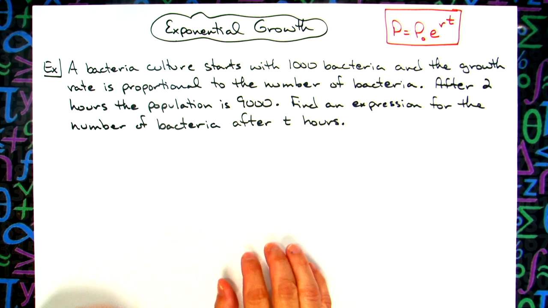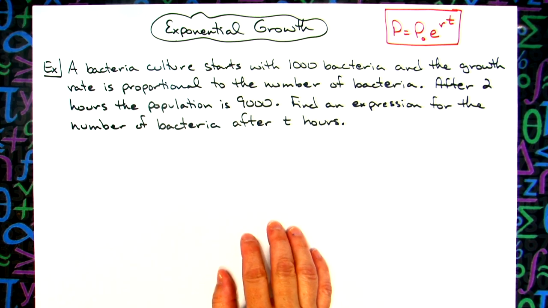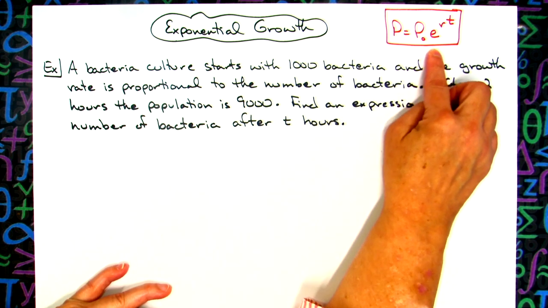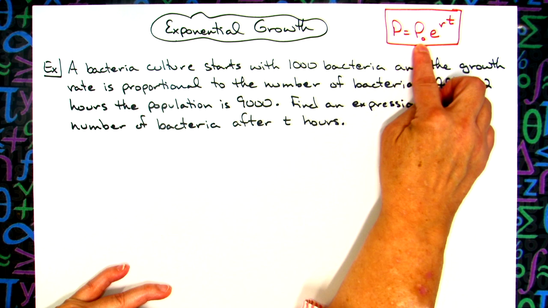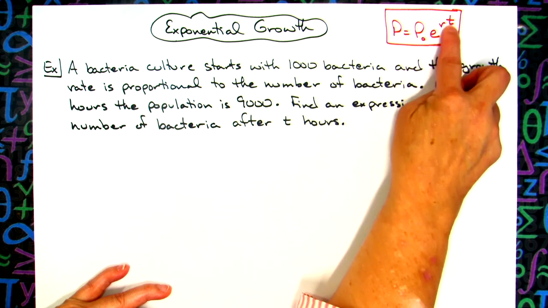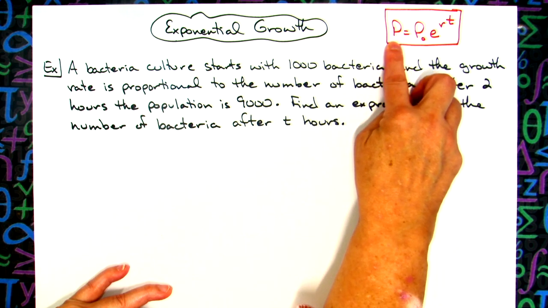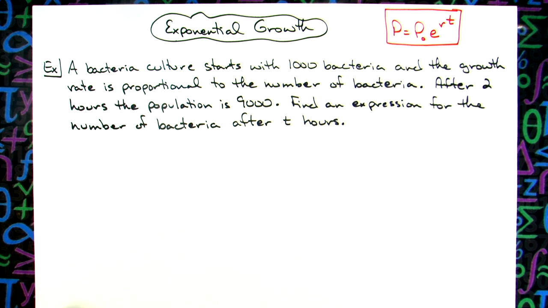Okay, in this video, we're going to take a look at an exponential growth type of problem. We are going to use our Pert formula, which is basically just we have a starting population here. P times e raised to the rt, rate times time, and then that gives you the ending amount of that population. All right, so we're going to use that as our basis to do this problem.